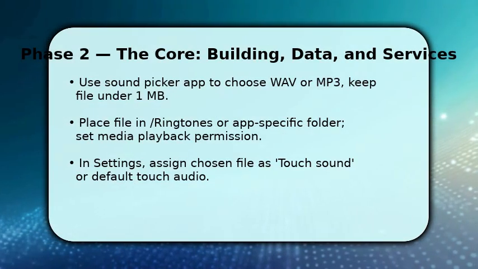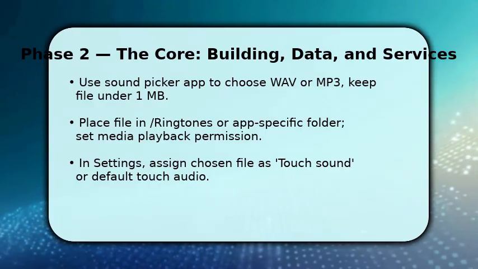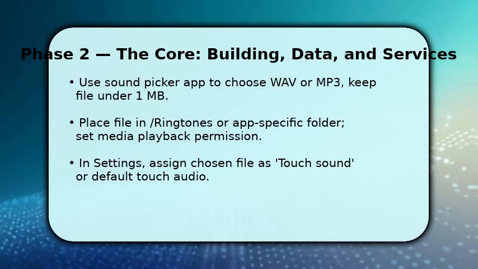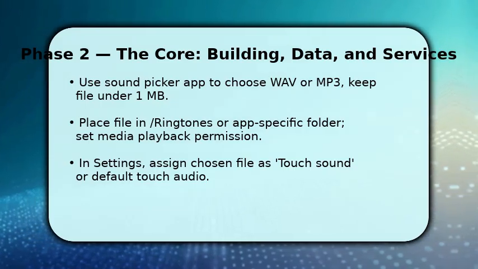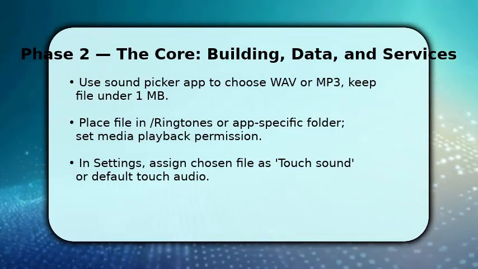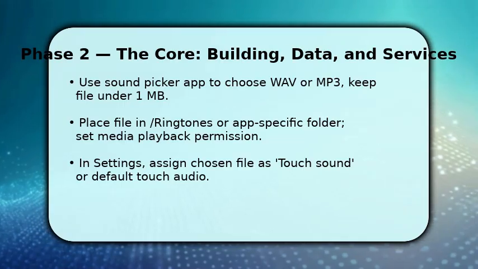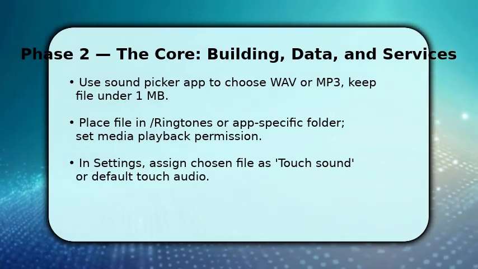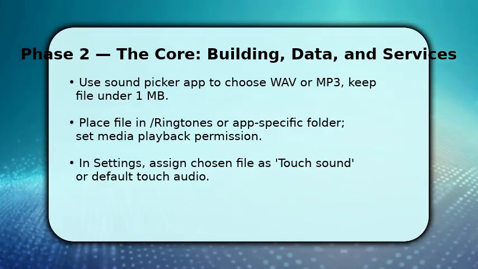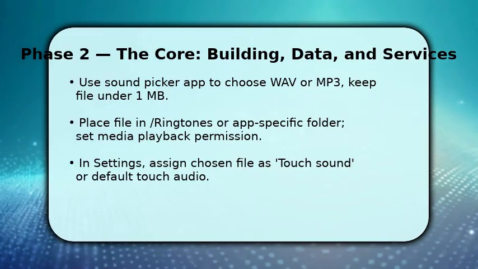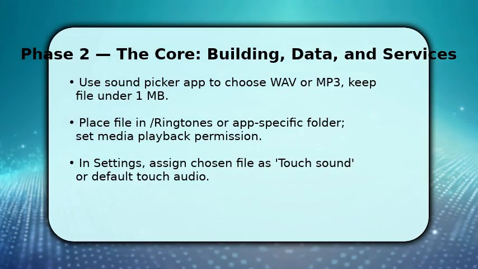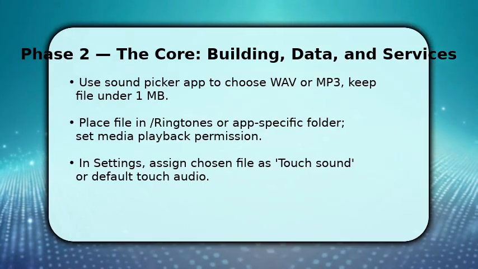You next customize the actual tone. Open the Sound Picker app and choose a short WAV or MP3. Aim for under 1 MB so latency stays low. Move the file into ringtones or an app-accessible folder and give the app media playback permission so Android can preview it. In Settings, select the new file as touch sound or use the app set as feature. Make sure to test taps. If latency occurs, pick a shorter file or lower bitrate to improve responsiveness.